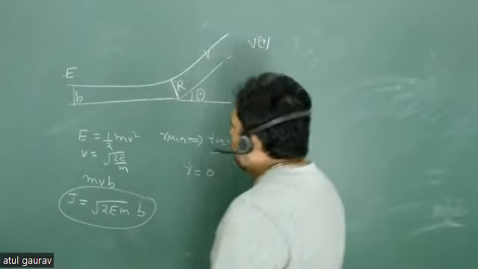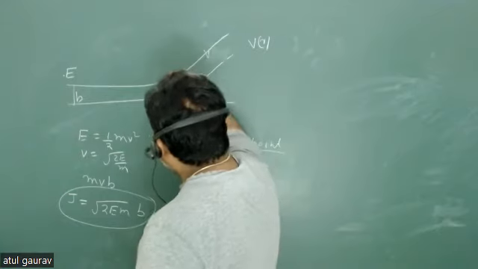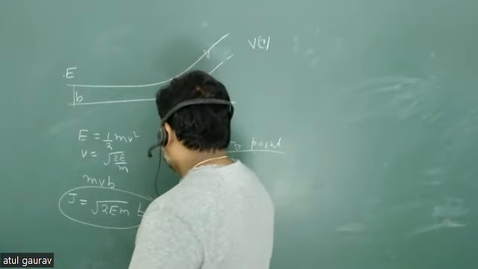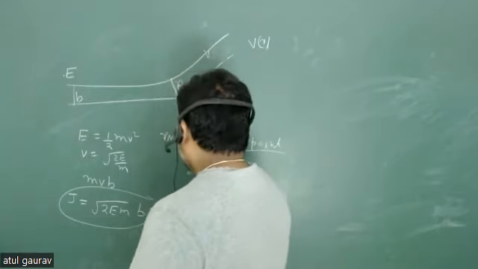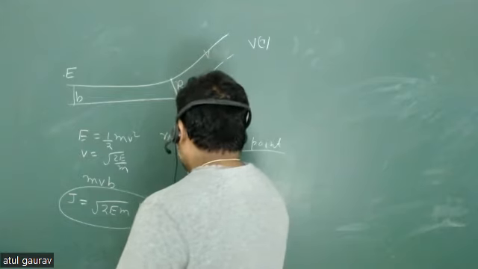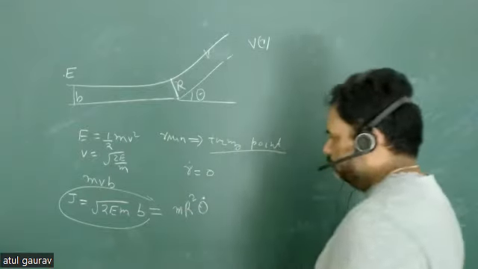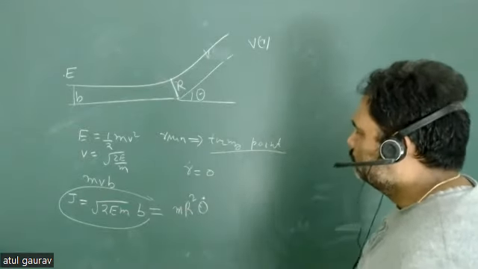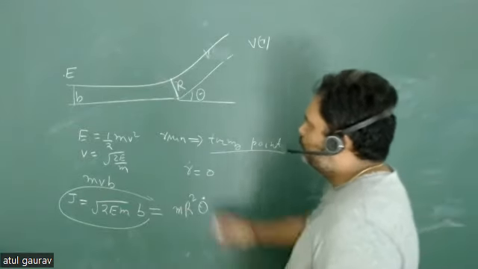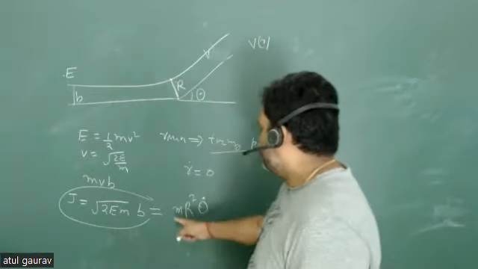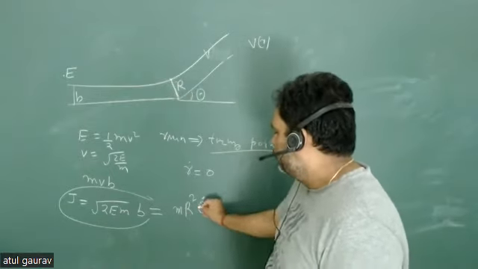और इस पॉइंट पर एंगुलर मोमेंटम क्या होगा? That will be m r square theta dot. इस पॉइंट पर जो भी होगा वहां पर एंगुलर मोमेंटम क्या होगा? m r square theta dot.